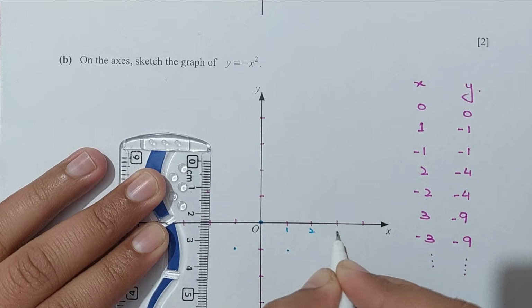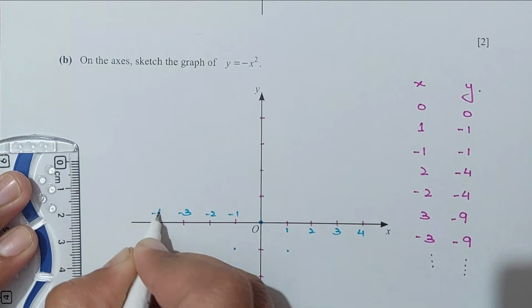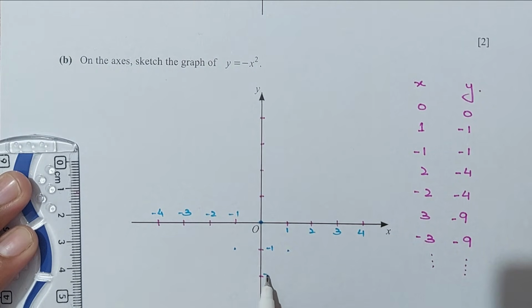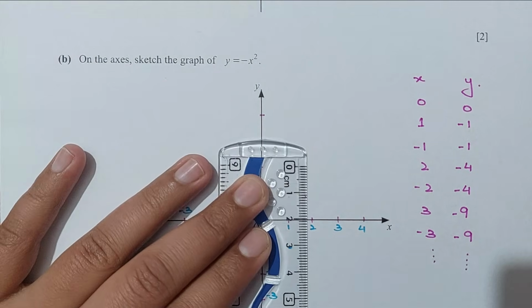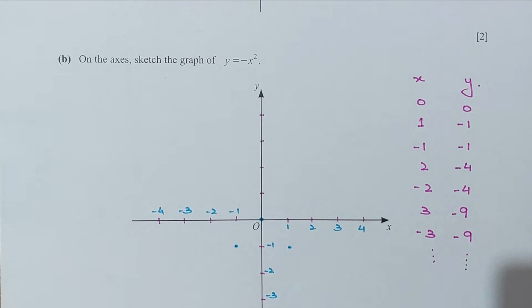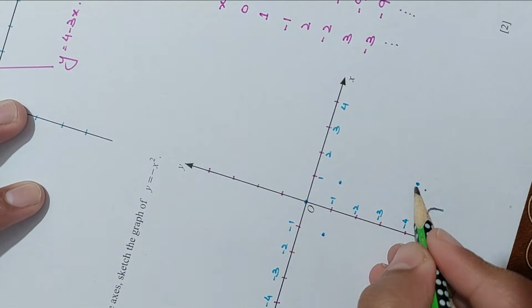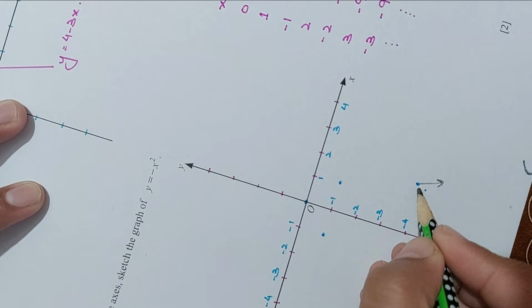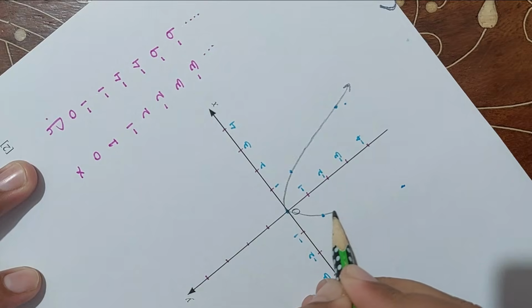The negative y values are minus 1, minus 2, minus 3, and minus 4, and so on. Let me sketch this. It's a parabola. The opening is downward. This would be the shape of the parabola.